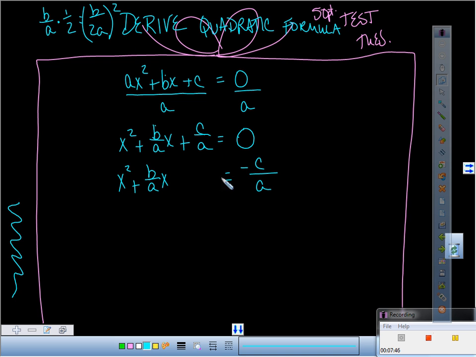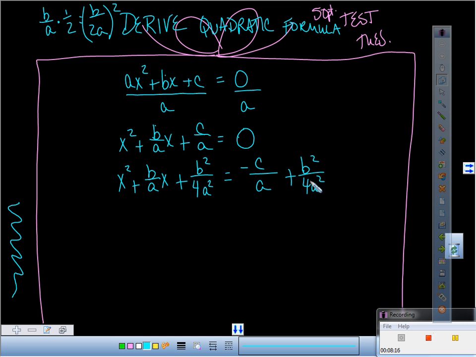Y'all remember this? Please tell me you remember this. You have a test on it tomorrow. Okay? Alright, so square the top and what do you get? Square the bottom and be really careful. What do you get? 4A squared. Very good. Got to square the 2 and the A. 4A squared. So if you had B squared over 4A squared on one side, what do you have to do? Add it on the other side.